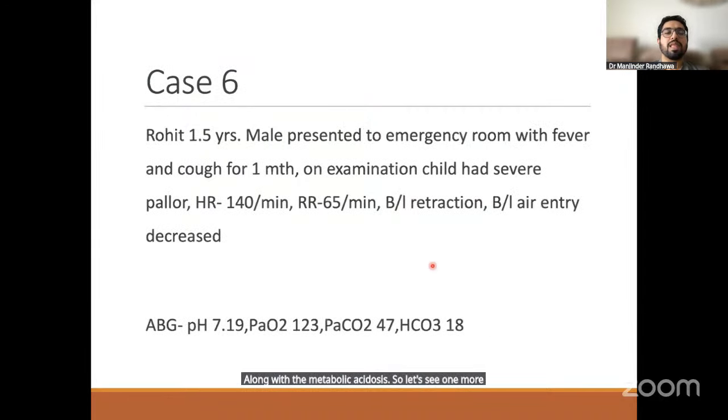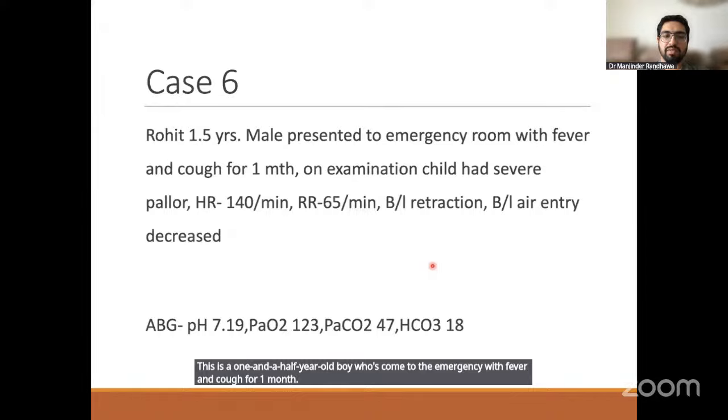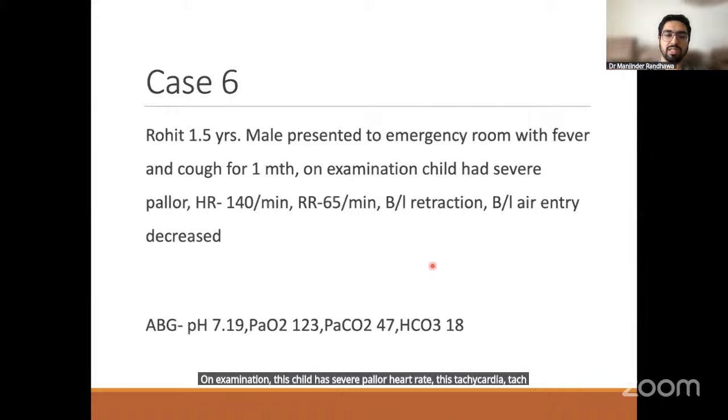So let's see one more case. This is a 1.5-year-old boy who's come to the emergency with fever and cough for 1 month. On examination, this child has severe pallor, tachycardia, tachypnea, there are retractions, and the air entry is decreased. So this is the blood gas. pH is 7.19, PO2 is 123, CO2 is 47, and bicarb is 18. Any takers? Mixed respiratory with metabolic acidosis.